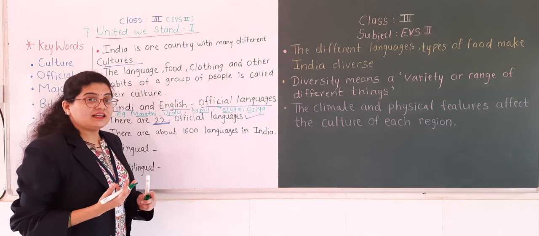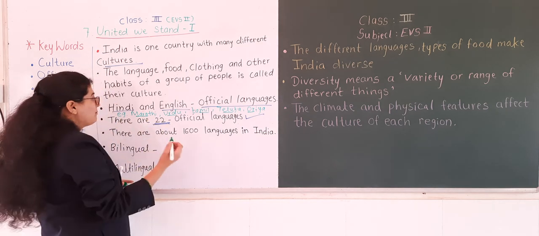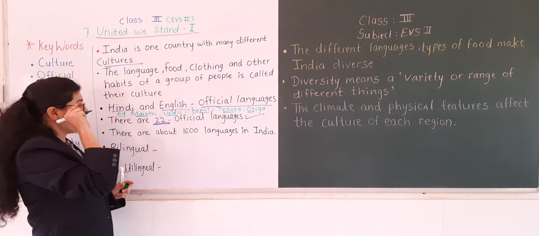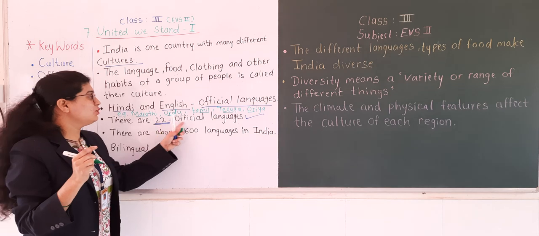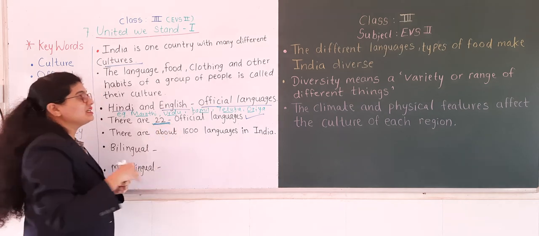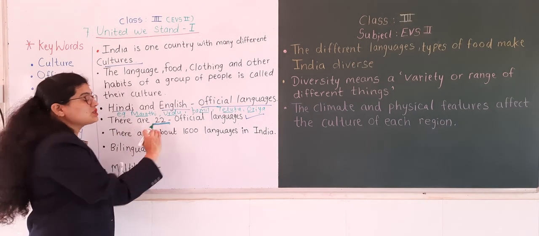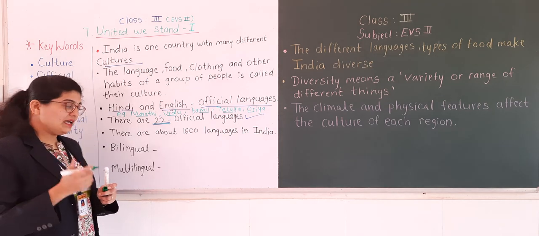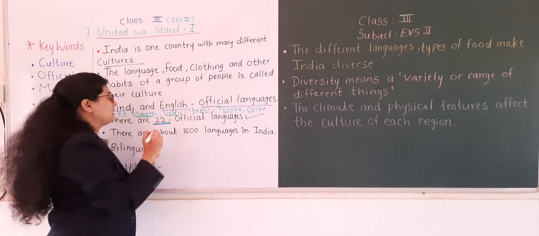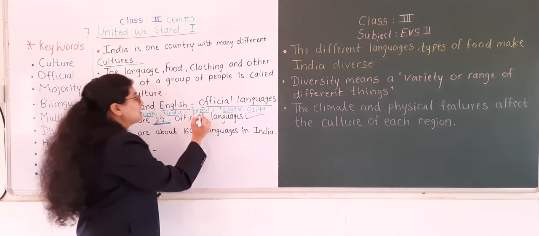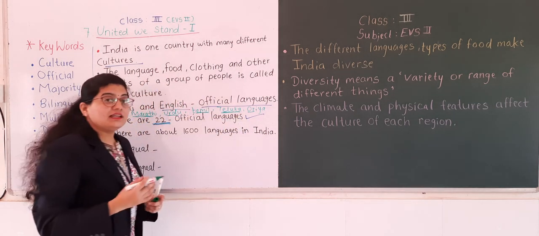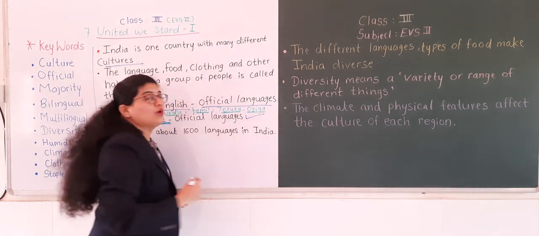How many languages are there? There are many languages, but we have two main languages for the central government and we have 22 official languages. It is used by the state. Such as Marathi is used in Maharashtra. Then many states use the Urdu language. Then Tamil Nadu uses Tamil. In Andhra they use Telugu. In Odisha they use Oriya.